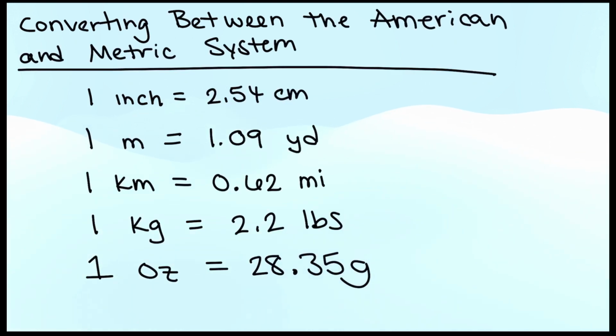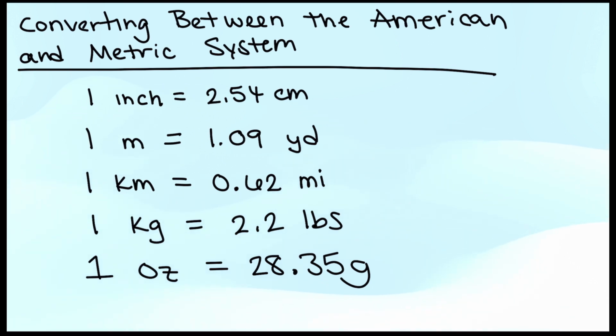Now, sometimes we have to convert between the American system and the metric system. And so on the screen, I have a list of some common conversions. For example, 1 inch is 2.5 centimeters, 1 meter is 1.09 yards, 1 kilometer is 0.62 miles, 1 kilogram is 2.2 pounds, and 1 ounce is 28.35 grams.